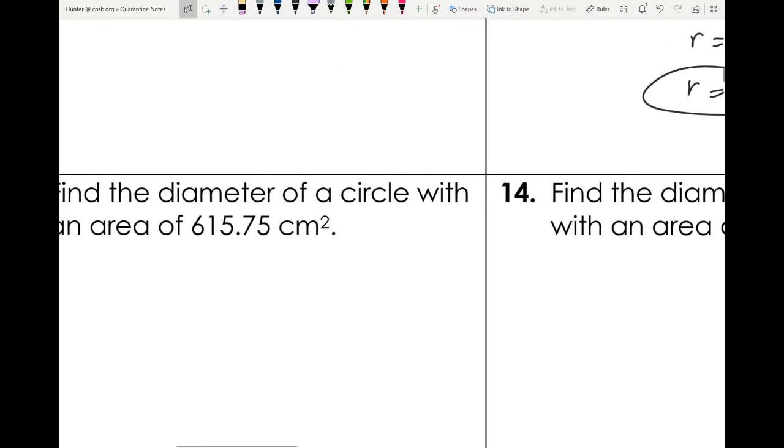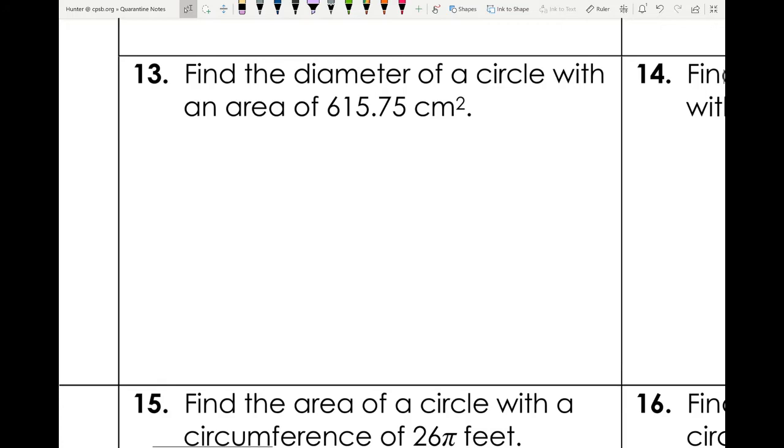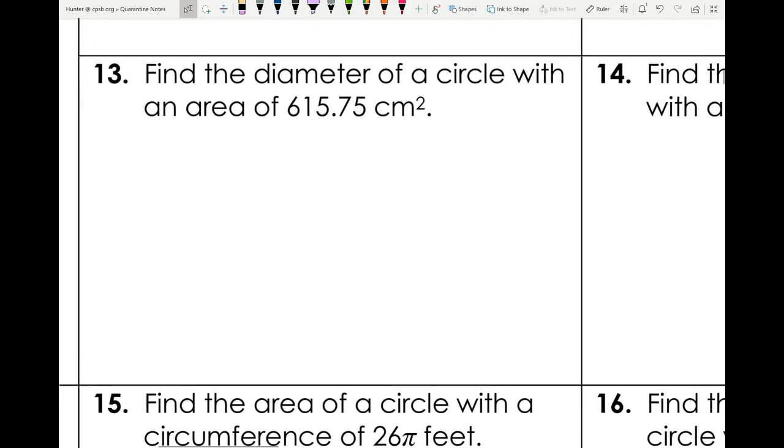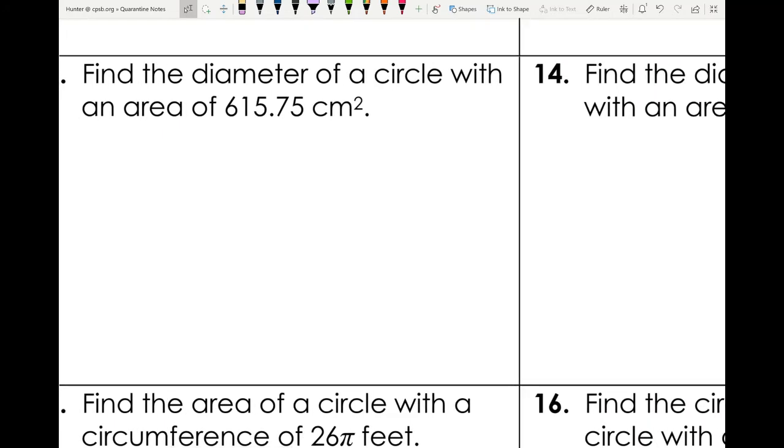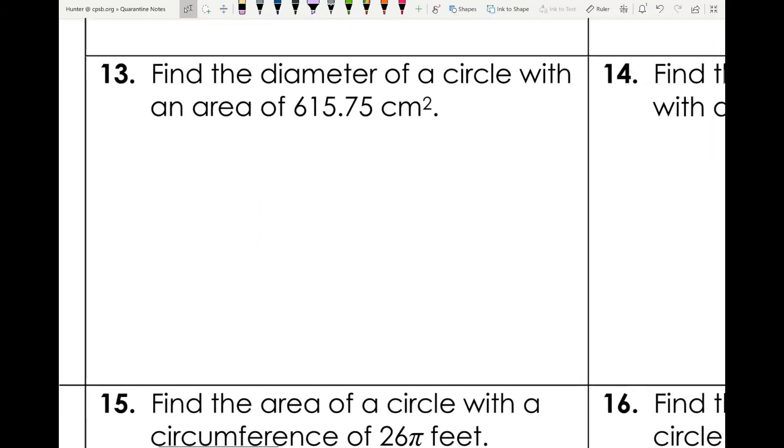So next, we want to find the diameter of a circle with an area of 615.75 centimeters. We know that we can find diameter after we find the radius, because in the previous problem we found the radius and then we stopped. If we find the radius using the same thing we did in number 12, we can then find the diameter, because we know the relationship between diameter and radius. So first step, find the radius.